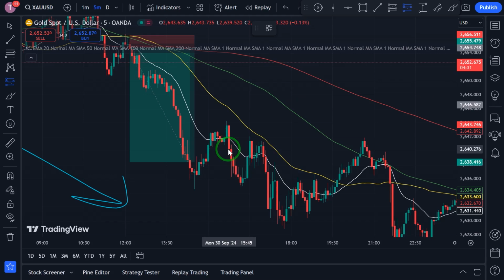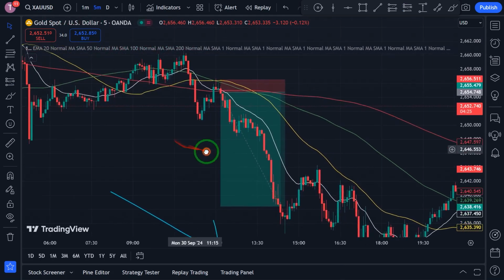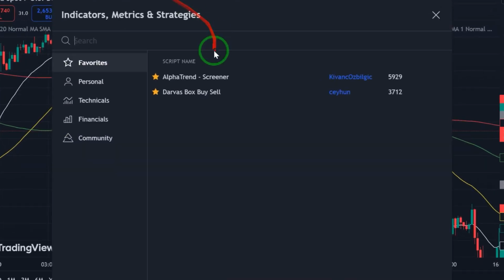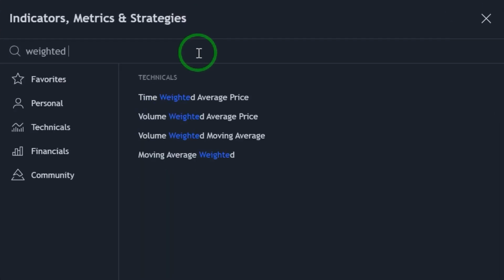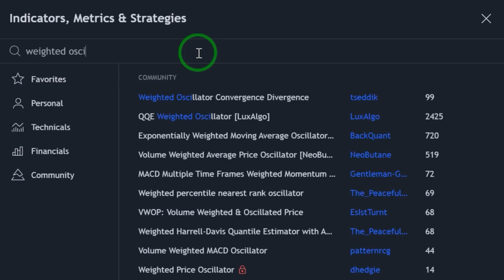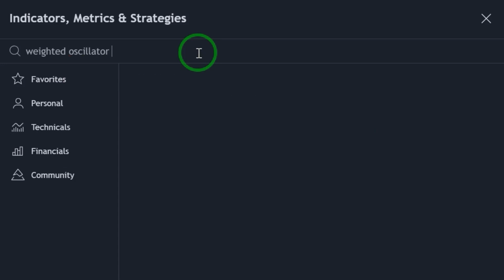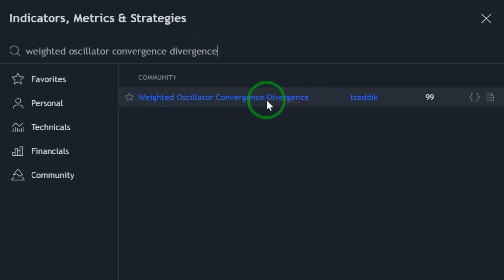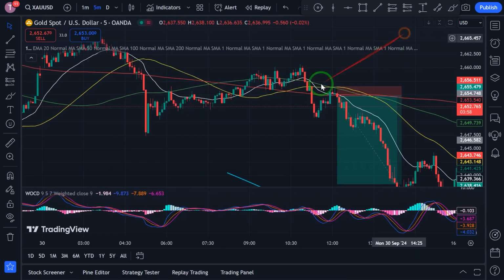You can set your risk to reward ratio for take profit at 1 to 1.5, but our main strategy goes beyond just one indicator. To increase its accuracy and improve our win rate, we will add another indicator to the chart. For this, we go into the indicator tab and type in the search box, weighted oscillator convergence divergence. When you find it, click on it to add it to the chart. Now we enter its settings and make some changes to it.